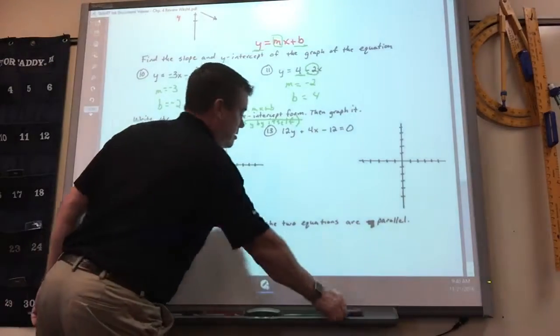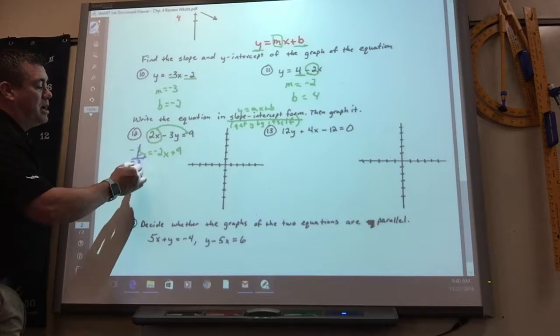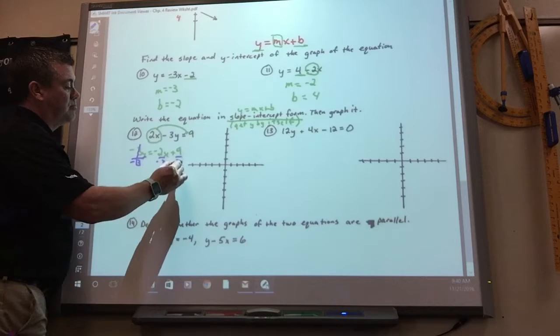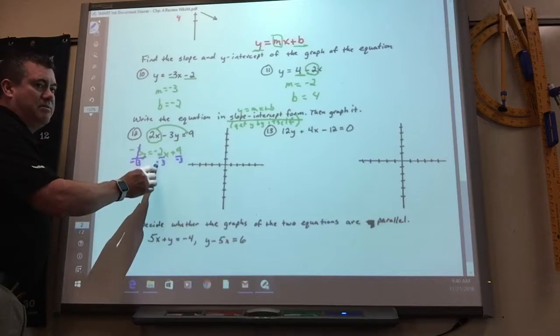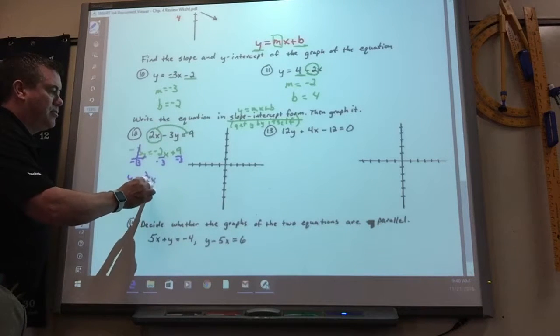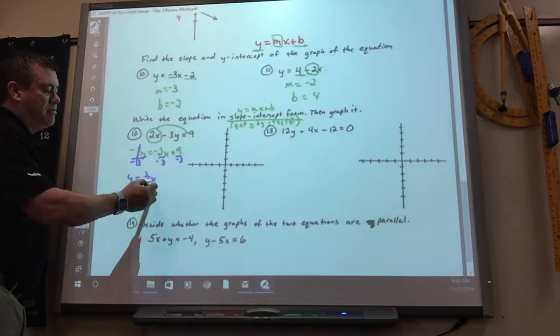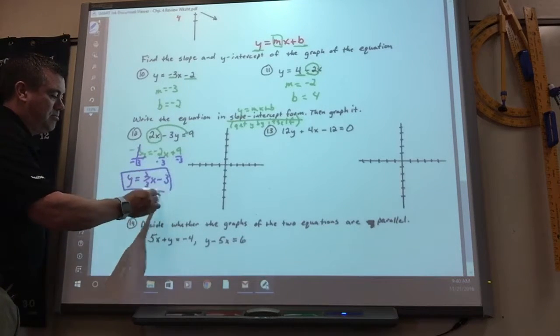Then, the y is still not by itself, so I got to divide everything by negative 3. So it'd be y equals negative over negative is positive, 2/3 x. Positive 9 over negative 3 is negative 3. So there's slope-intercept.